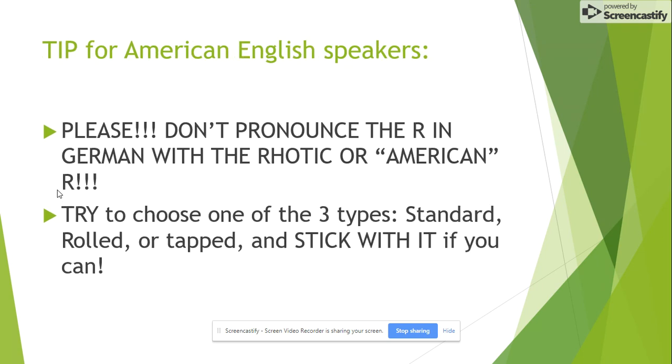I have a tip for American English speakers learning German. Please, please, please, whatever you do, try your best not to pronounce the R as we do in American English. It's called the rhotic R. So, as an example, please try not to say Frau, or richtig, or Rose.